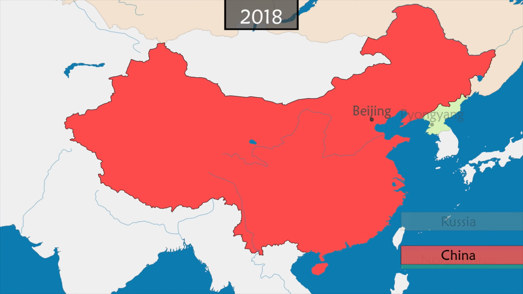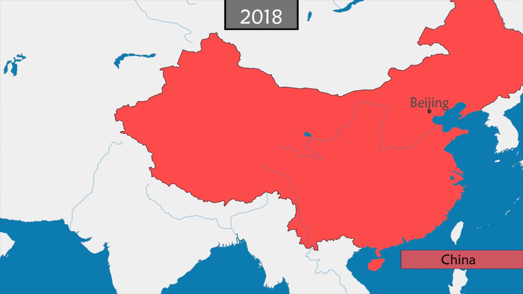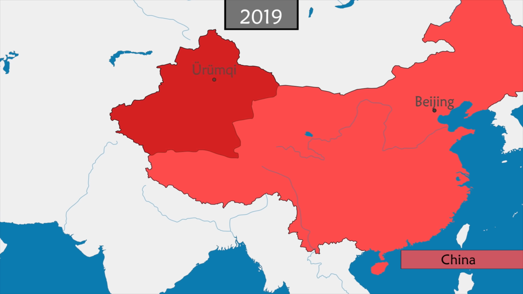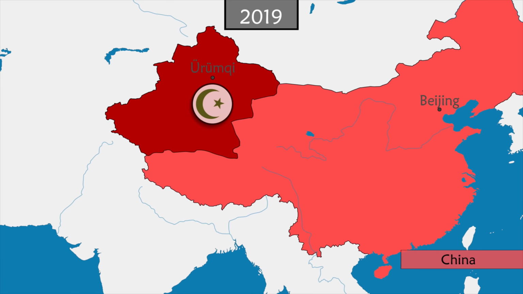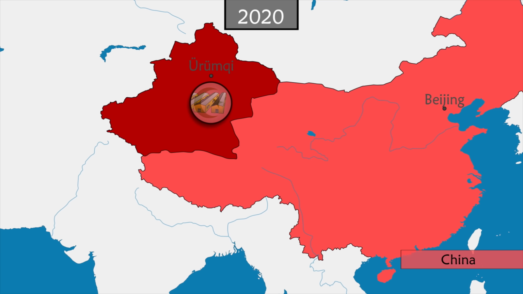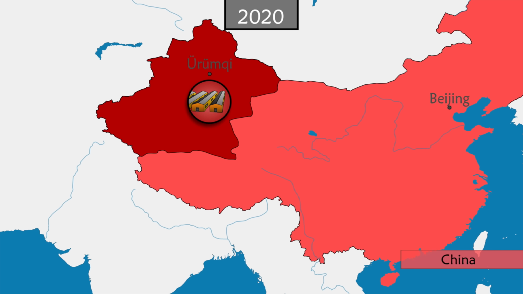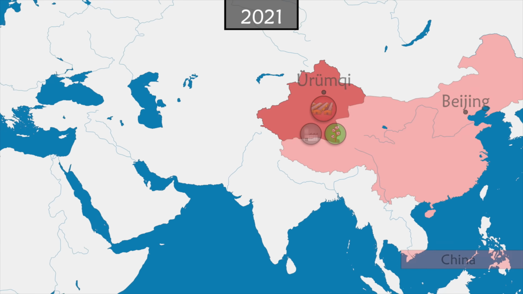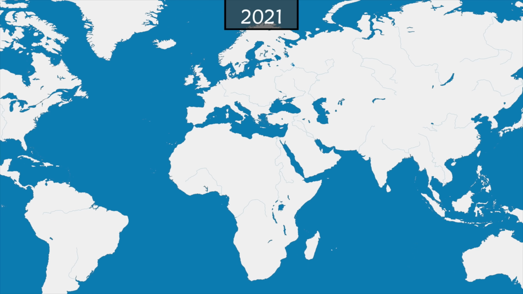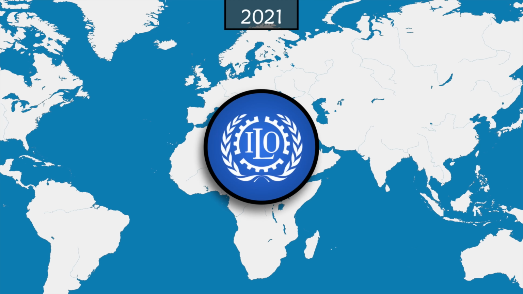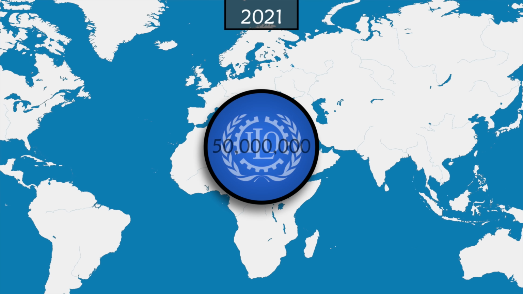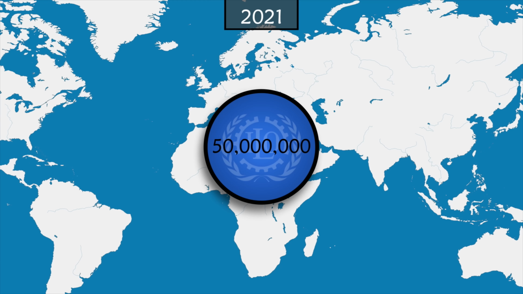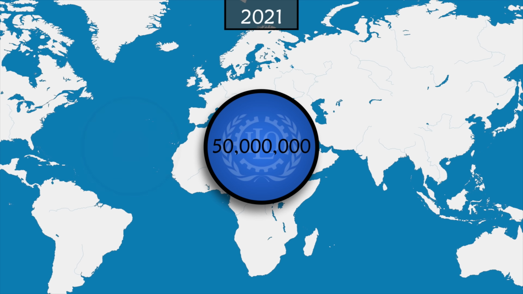In October 2018, China acknowledges the existence of re-education camps in Xinjiang, where part of the Muslim Uyghur population is locked up. Some camps are accused of organizing forced labor in factories or in cotton fields. In 2021, according to the latest estimates of the International Labor Organization, there are about 50 million slaves in the world, more than ever before in history.